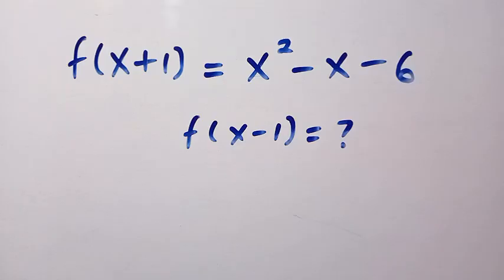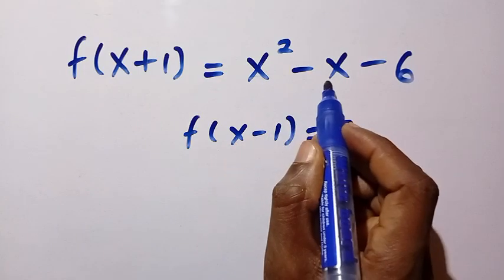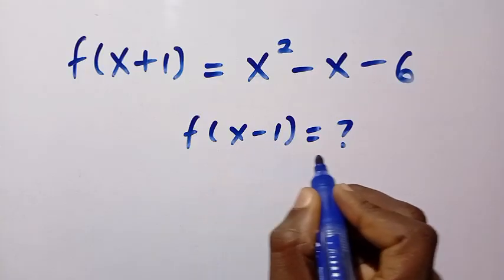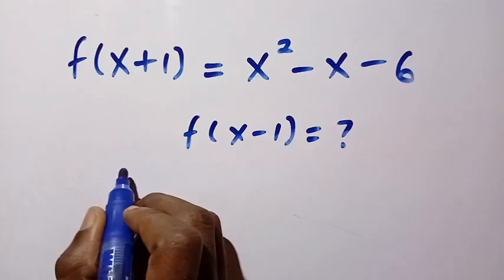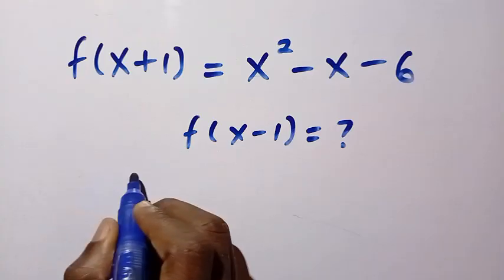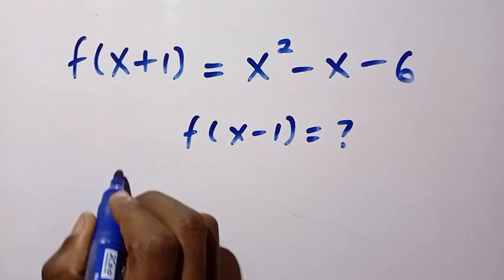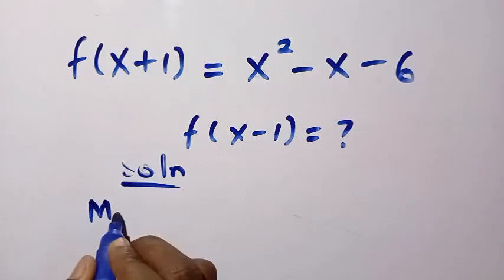How to solve these nice functional equations: given that f of x plus 1 equals x squared minus x minus 6, we want to find f of x minus 1. The first thing we are going to do is present two different methods to solve this, and we will consider which one is more effective and very fast to use. For the first method, after considering the solution, we have method 1.